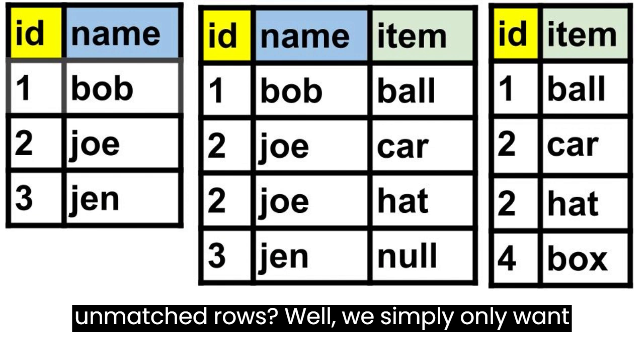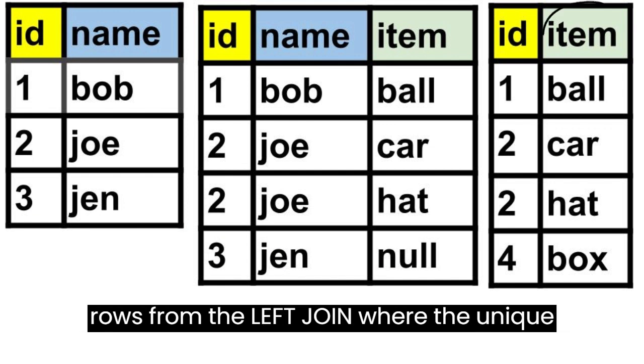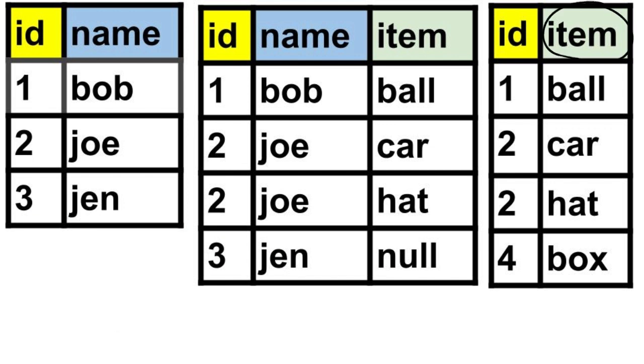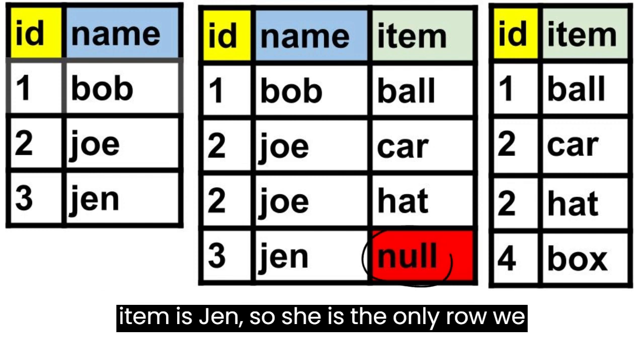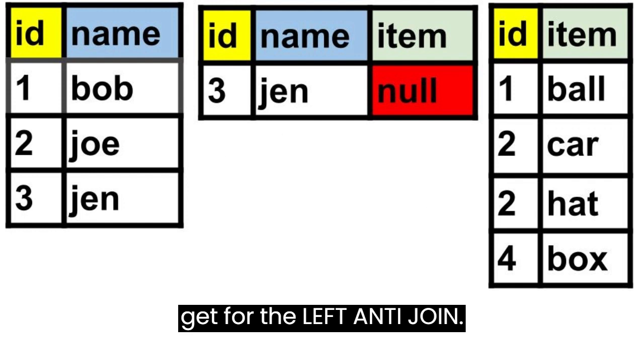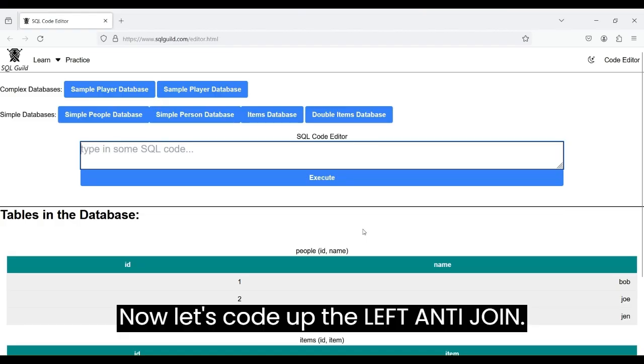Well, we simply only want rows from the left join where the unique attribute from the right table is null. In this case, the only person missing an item is Jen, so she is the only row we get for the left anti-join. Now, let's code up the left anti-join.